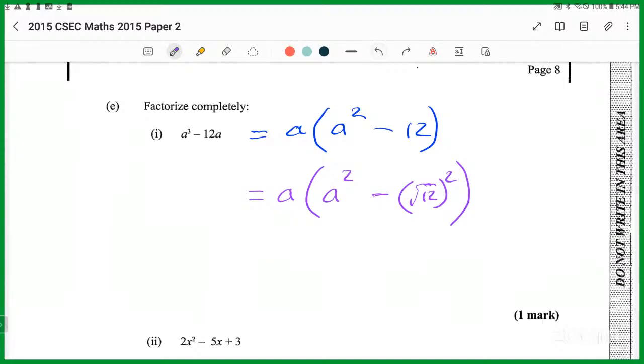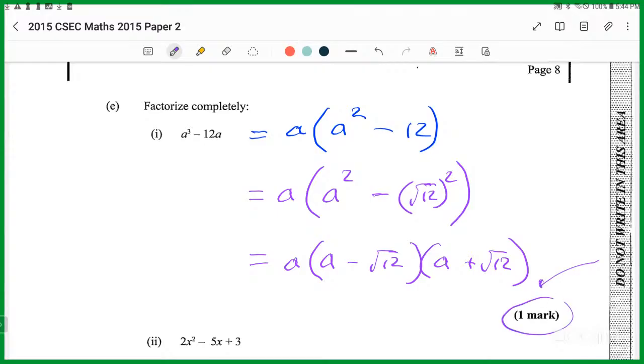And I'm really not sure if CSEC wanted this that I'm giving it, but this will be the full factorization. If we're actually going to factorize it fully, it will become a into, I'm going to apply the difference of two squares now inside here. So it will be a minus the square root of 12 and a plus the square root of 12. So I know that this is the complete factorization that I have here. But for 1 mark and do all of this square business, I don't think CSEC really wanted that.